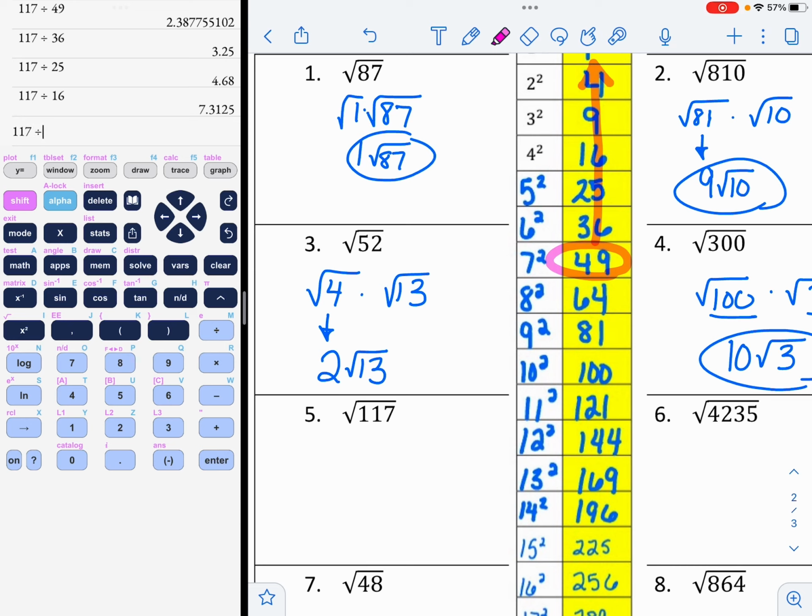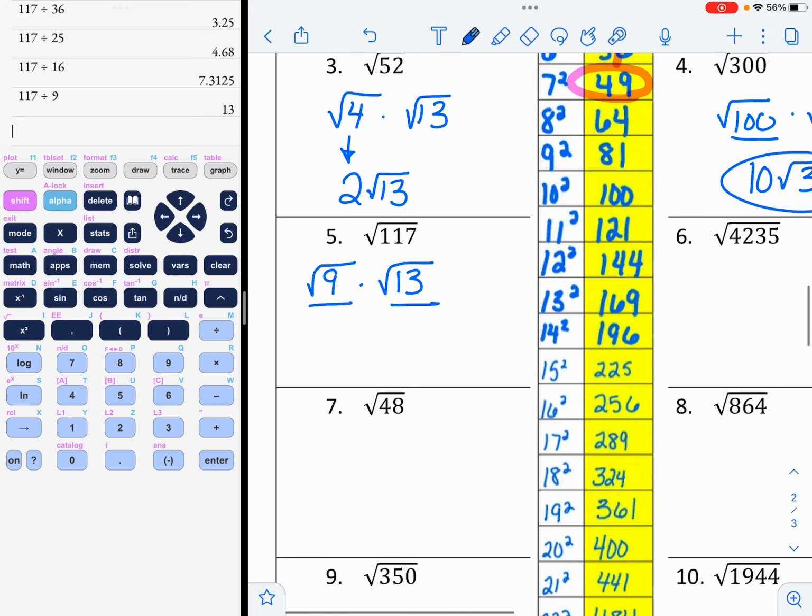117 divided by, what was my next number? 9. Is that going to be the tick? There it is. So it's 9. So I worked my way through my list. The first one I got to work is 9. So I'll write the square root of 9. And my answer was a 13. Look at my calculator. So 9 worked. 13 is what I got, because 9 times 13 is 117. The square root of 9 is a 3, and the square root of 13 drops down. And that's how you simplify that square root.